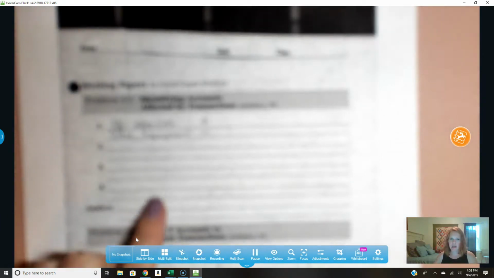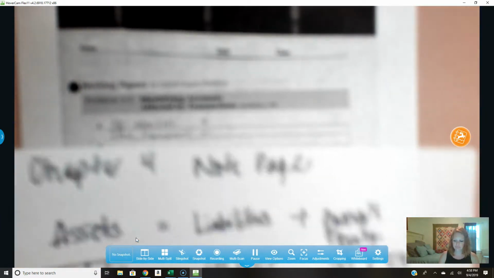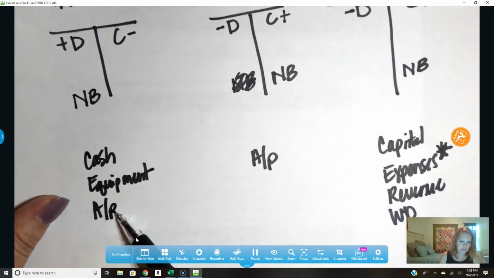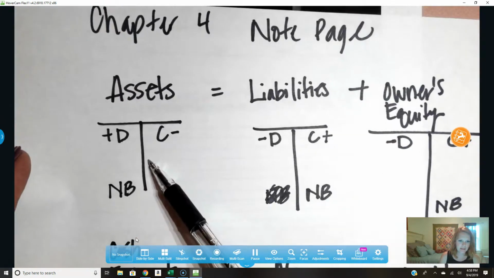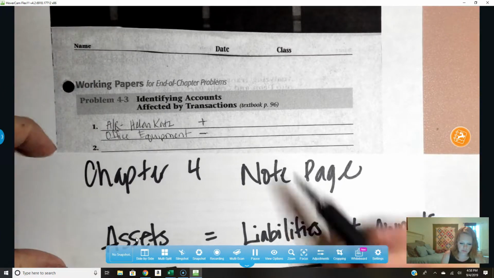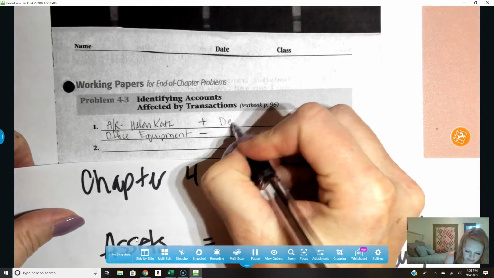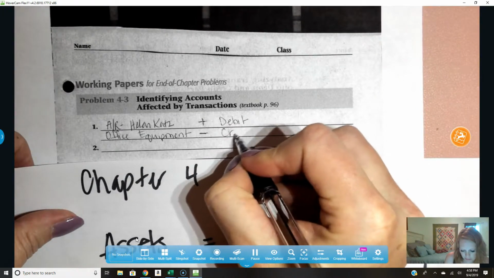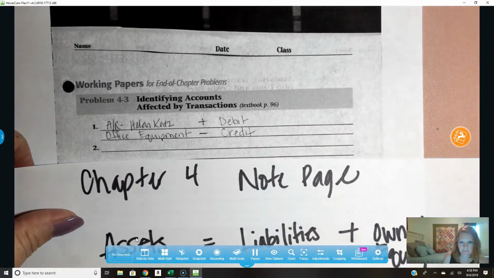So as we look at our note page, we can see that equipment and accounts receivable, those are both assets. So our accounts receivable is going to increase with a debit, and then office equipment will decrease with a credit.